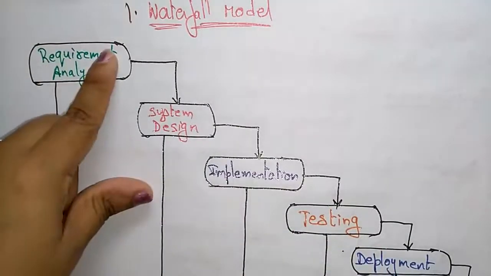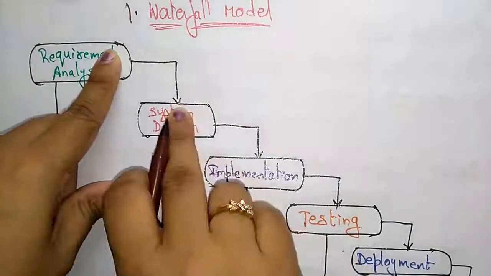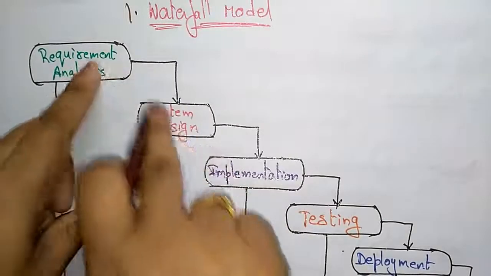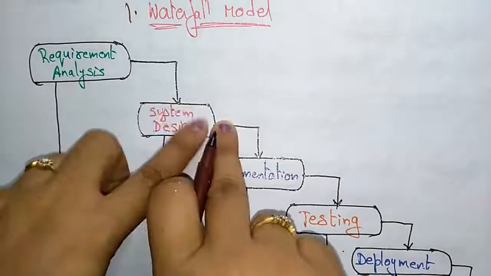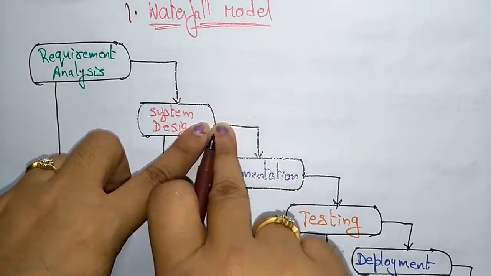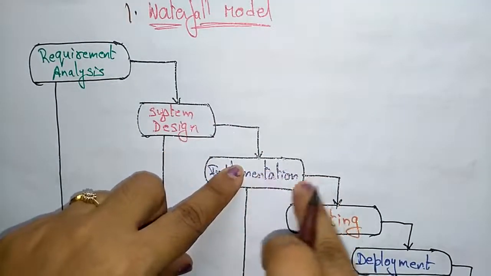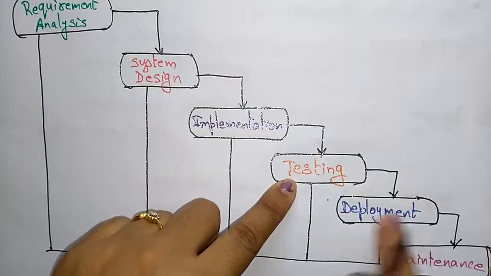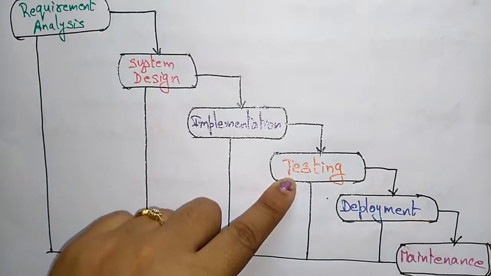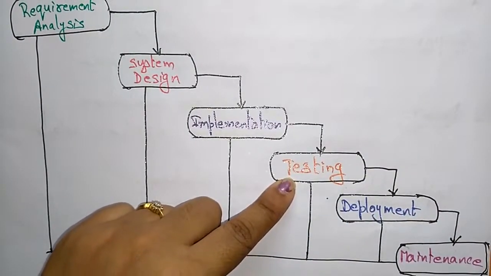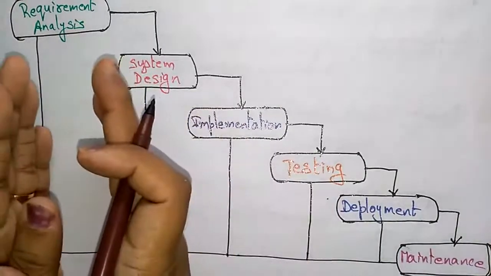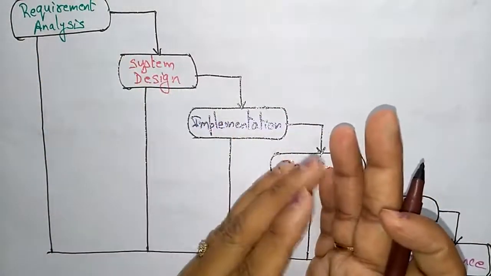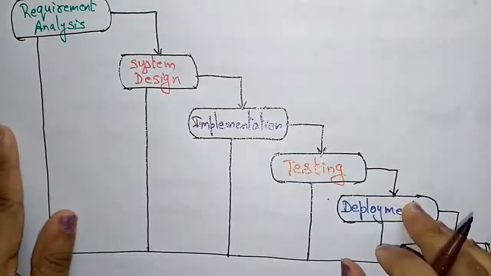Here, the outcome of one phase acts as an input to the next phase. The outcome of requirement analysis is the input to system design. The outcome of system design is input to implementation. The outcome of implementation is input to testing. The outcome of testing is input to deployment, and the outcome of deployment is input to maintenance. The outcome of one phase acts as an input for the next phase, and that should be sequential.